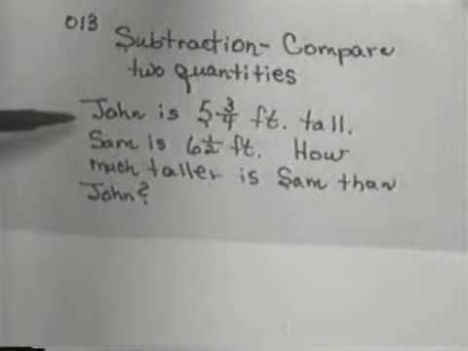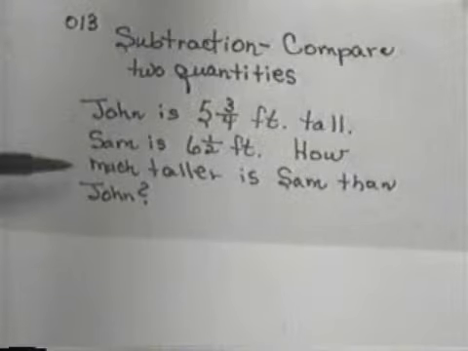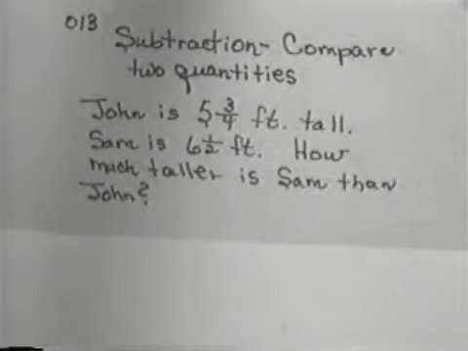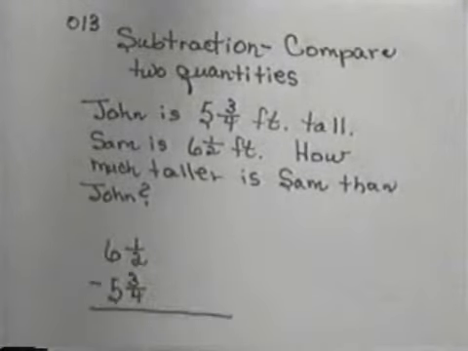John is 5 3/4 feet tall. Sam is 6 1/2 feet. How much taller is Sam than John? So what we're doing is comparing the heights of Sam and John to see how much taller Sam is. So we're going to subtract. Now, since Sam is the tallest, we put his height down first and then John's height. So we have 6 1/2 minus 5 3/4.